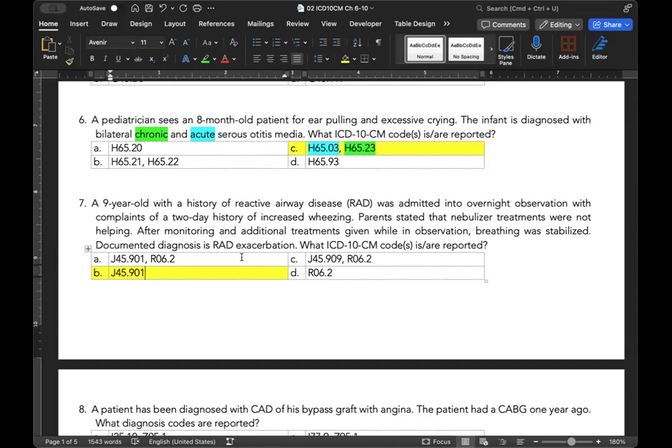Does that make sense? Yeah, because these are lifetime conditions. If you have it, you have it for life, so it's always going to be a symptom of it. Exactly. Good question though. Any other questions anybody can think of?